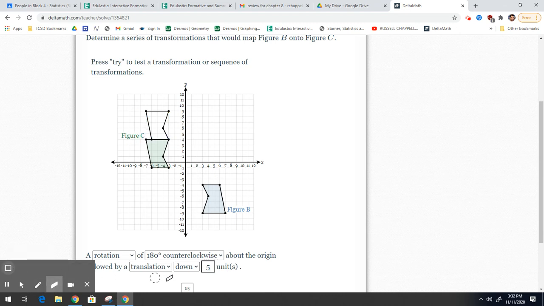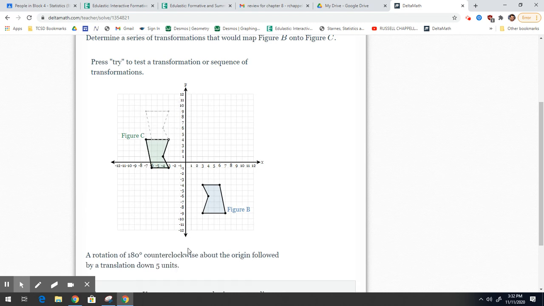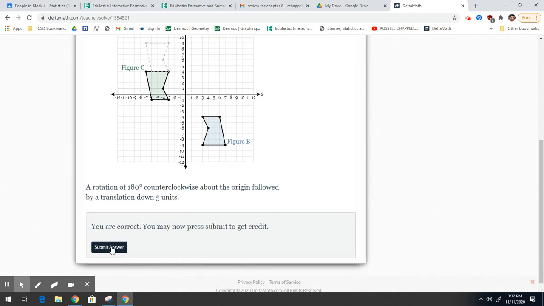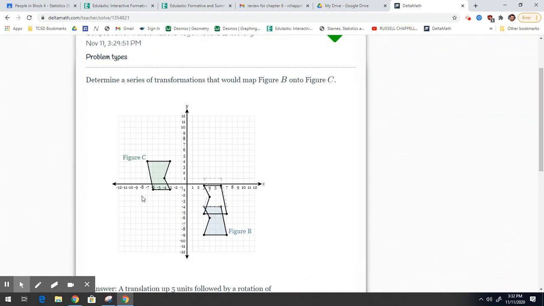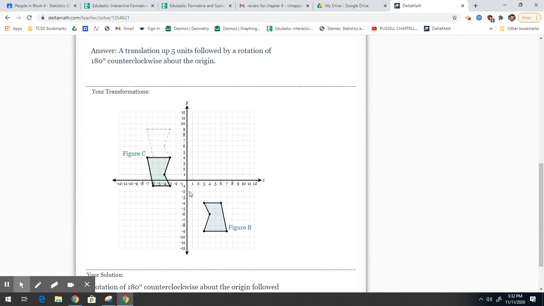I'm going to get that out of the way. Let's try it. If we're wrong, right? Rotation, translation. And there you go. Nice. And it says you are correct. You may press submit. I'll definitely do that. And again, I want to show you what they did. They did their translation first, and then they did their rotation, right? No big deal. We're both correct.